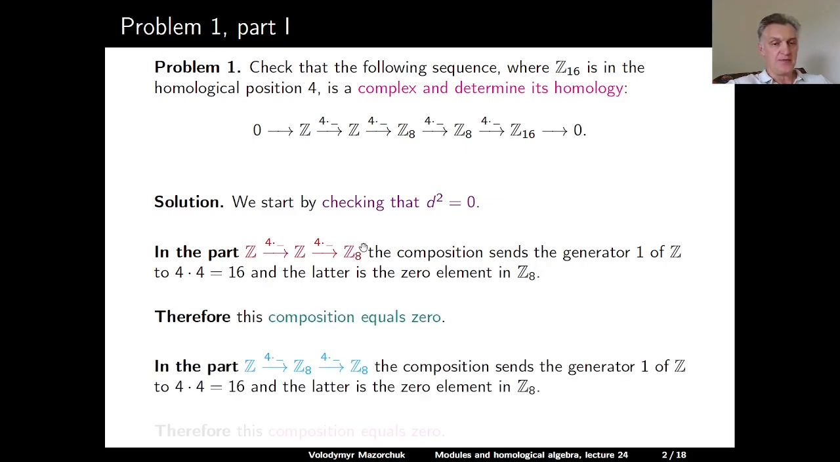In the next step, we have the map which starts with Z, multiplies by 4 goes to Z sub 8, and again multiplies by 4 goes to Z sub 8. The composition multiplies by 16, so it sends the generator 1 of Z to the element 16 in Z8, which is equal to 0. So this composition is the 0 map.